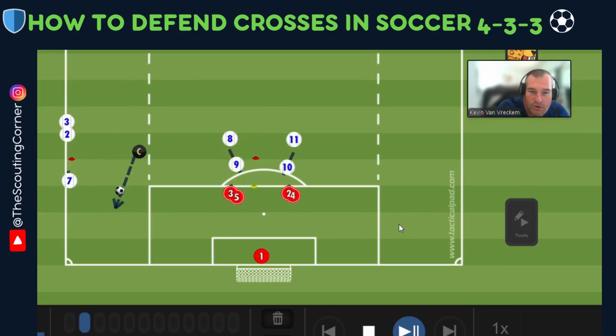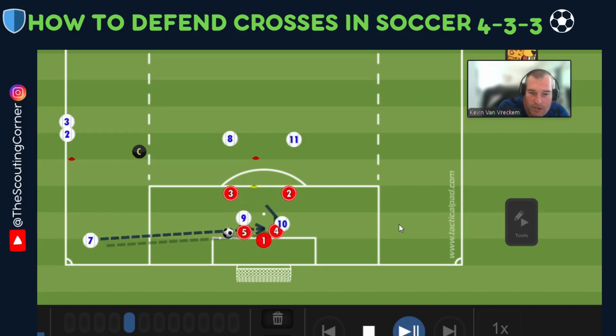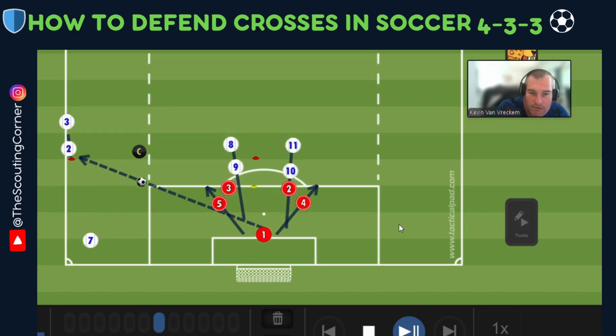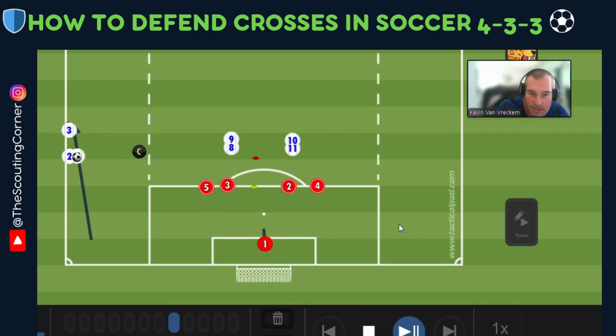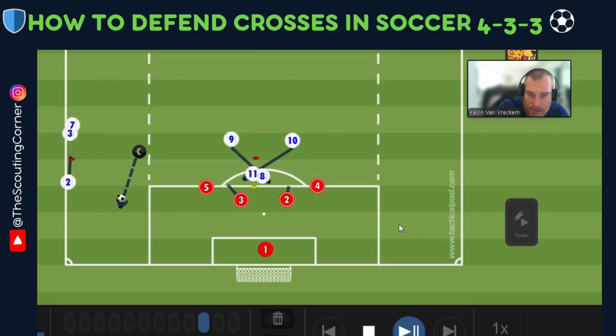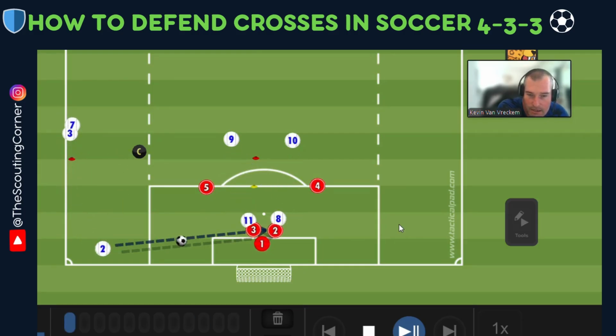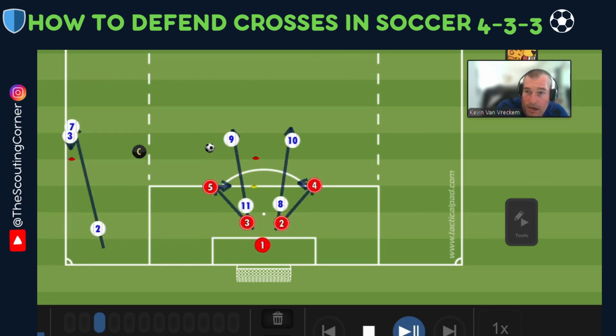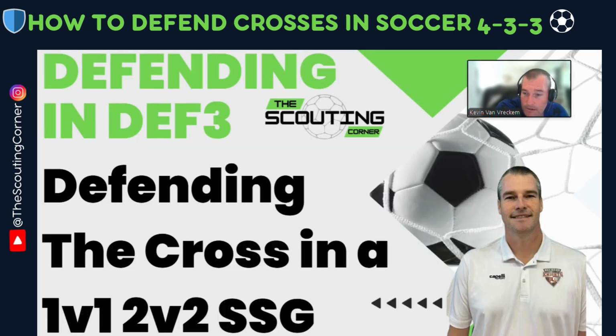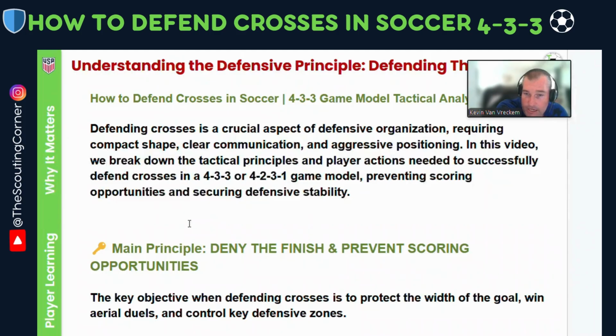2v2, you go from zonal to man marking pretty quick, and communication channel. Same thing here, zonal communication between two center backs because the attackers might cross like that, and then the headed clearance, high and wide. So technical breakdown, obviously, you're looking for that defensive organization, compact shape, clear communication, aggressive positioning.